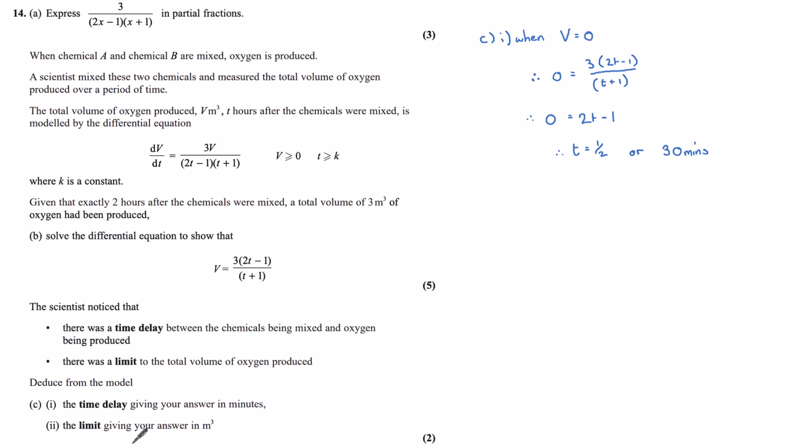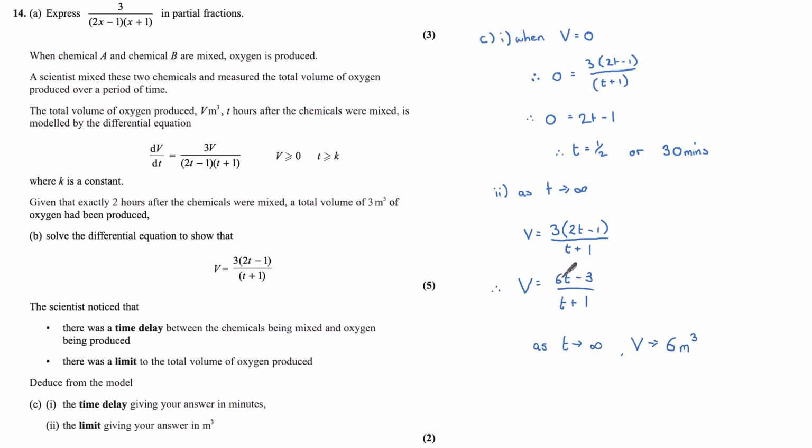What is the limit of that amount of oxygen, giving our answer in meters cubed? Now the limit, if we let this experiment run for a long period of time, so we're thinking about when t tends to infinity. Now looking at our V is equal to 3 lots of 2t minus 1 over t plus 1, if we expand the numerator here to give us 6t minus 3 over t plus 1, when we are considering the limits as t tends to infinity, we can look at the ratio of these leading coefficients, since the degree of the polynomial in terms of t is the same. And so we can see that V is tending to 6 as t tends to infinity.